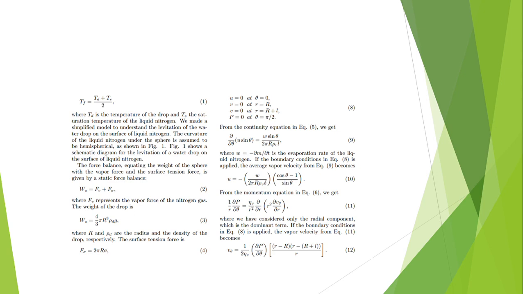Here you can see that Tf is equal to (Td plus Ts) over 2, where Td is the temperature of the drop and Ts is the saturation temperature of the liquid nitrogen. We made a simplified model to understand the levitation of the water drop on the surface of liquid nitrogen. The curvature of the liquid nitrogen under the sphere is assumed to be hemispherical, as you can see in figure 1.